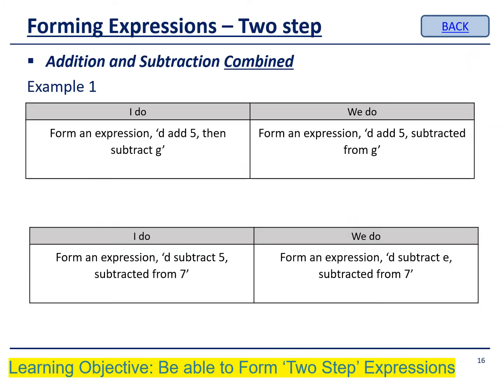Okay, everyone. So let's get ready now to stretch our thinking somewhat more. We've got addition and subtraction combined, and when we combine, all it means is we're going to shuffle a couple of things around in our two-step expressions. So the first idea asked us to form an expression, D add 5, then subtract G. Okay, so I'm going to write it as I see it first. D add 5 subtract G.